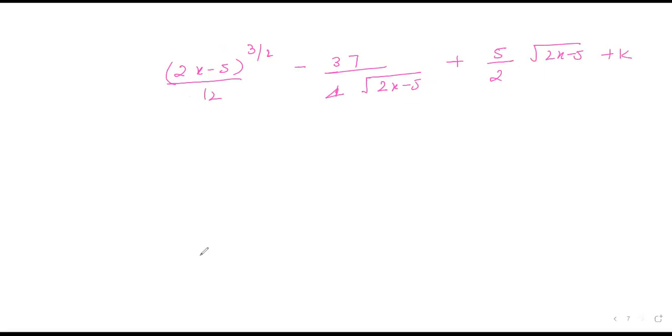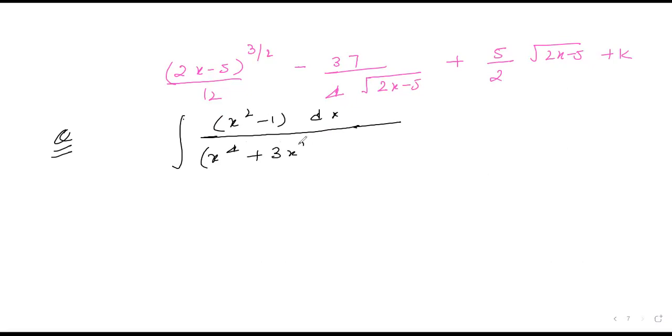Now let's move towards the other problem. The next problem is to integrate (x square minus 1) dx, whole divided by (x raised to the power 4 plus 3x square plus 1), into tangent inverse of (x square plus 1) divided by x. Now you have to integrate this one.